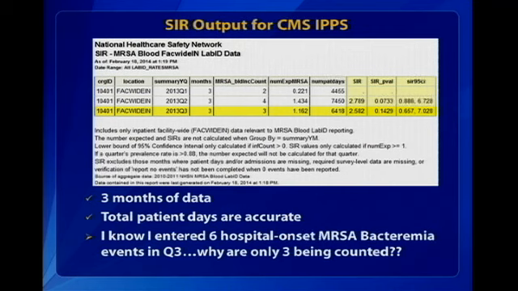So the first thing we do is we look in the months column. We see that, okay, there are 3 months of data. It's looking pretty good. We check that the total patient days are accurate for our facility for all 3 months of the quarter. And in this case, the IP is saying, I know I entered 6 hospital onset MRSA bacteremia events, but why are only 3 being counted in my SIR?